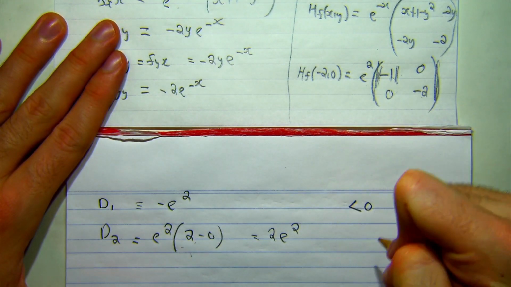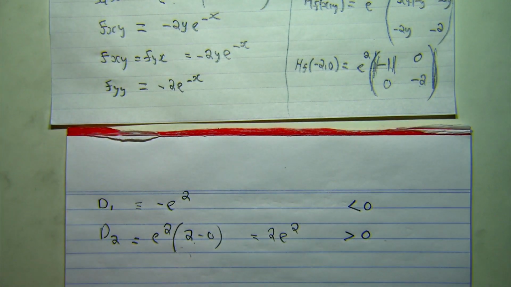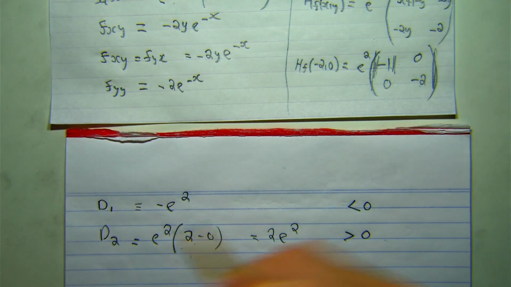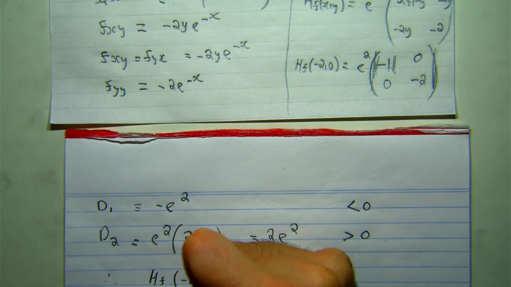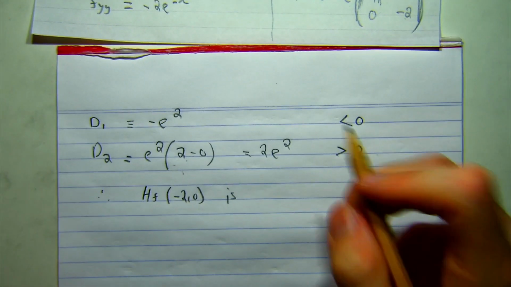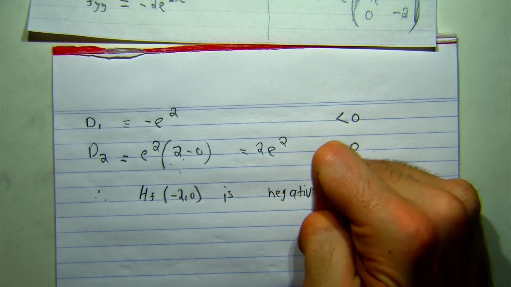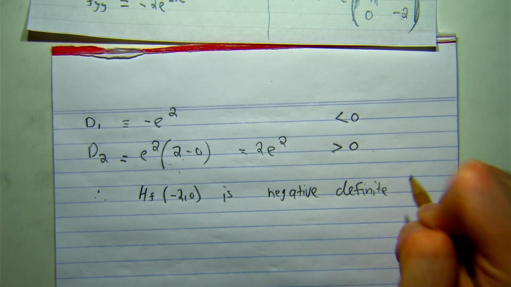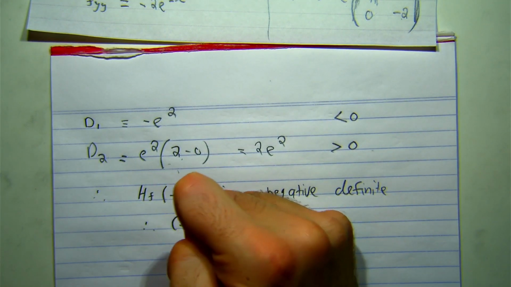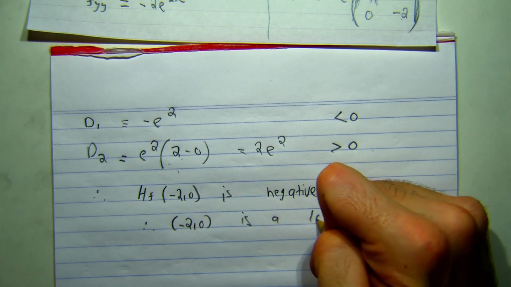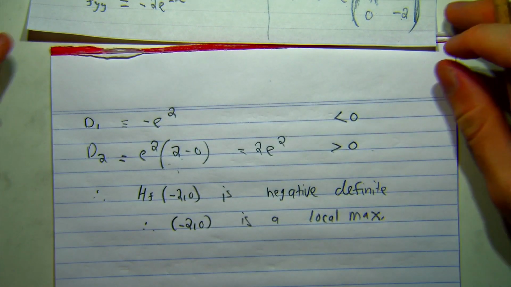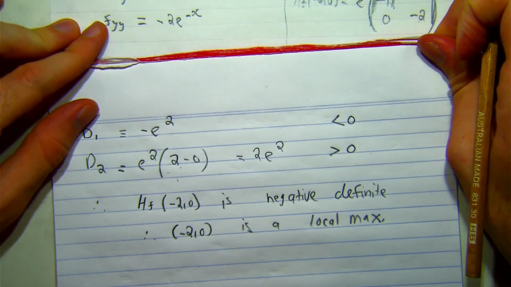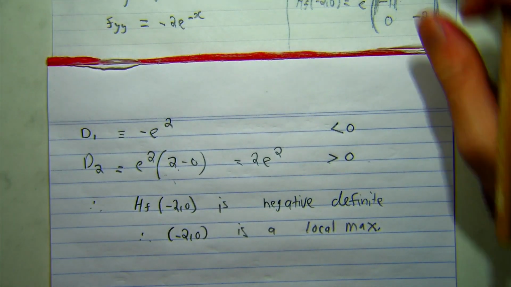Okay, and this is going to be less than 0, and this is greater than 0, and that is what we need to have a negative definite matrix. So therefore the Hessian at (-2, 0) is negative definite. Therefore (-2, 0) is a local max. And we're done. Okay, so that is the answer to this question.